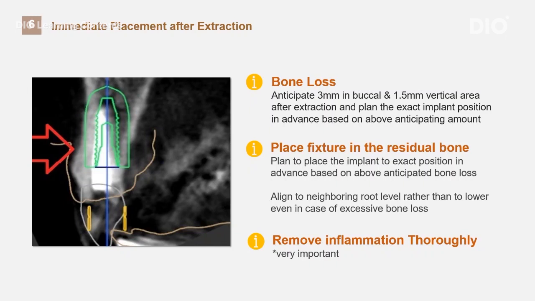And the most important part is that in the case of an inflamed tooth, the implant must be placed after the inflammation is thoroughly removed. Even if the initial stability is good, it can be predicted that if the inflammation is not removed thoroughly, the fixture will eventually fail.